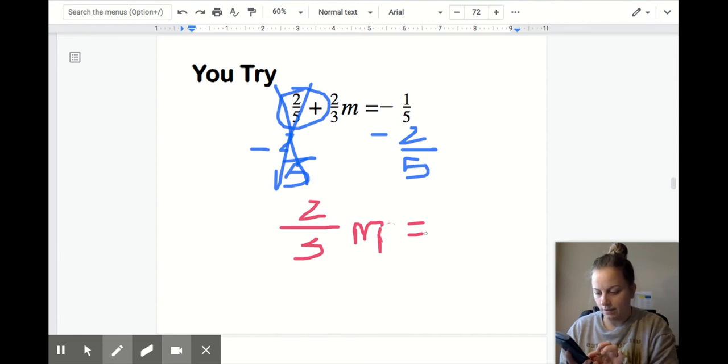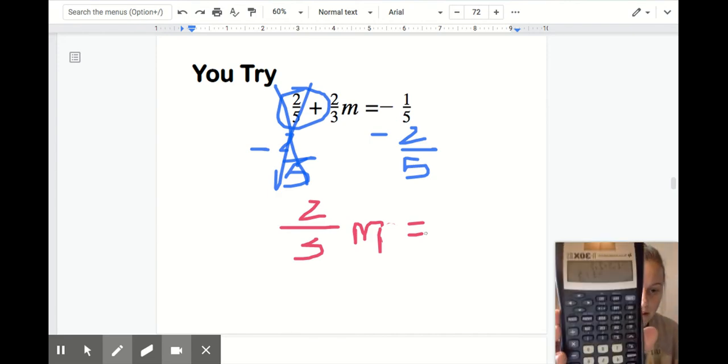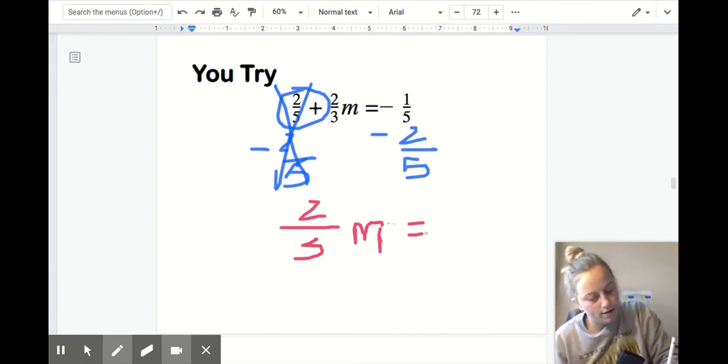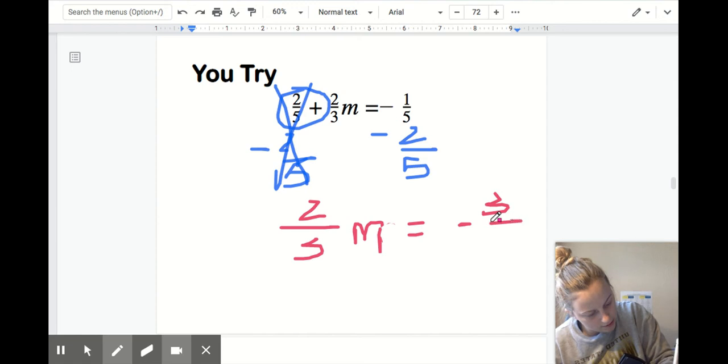I have negative 1/5 minus 2/5. And it spits out for me negative 3/5. So you can see I'm typing that in. Good.